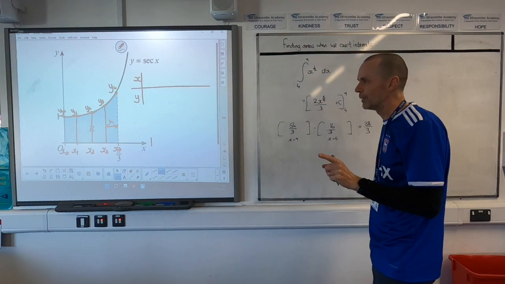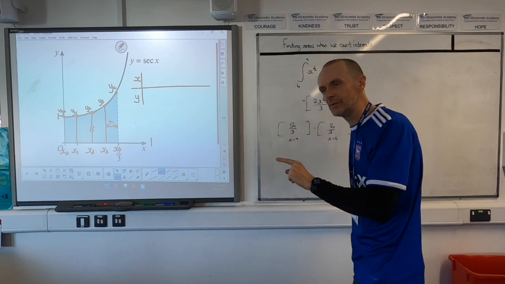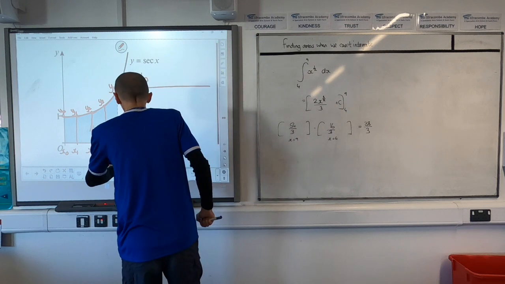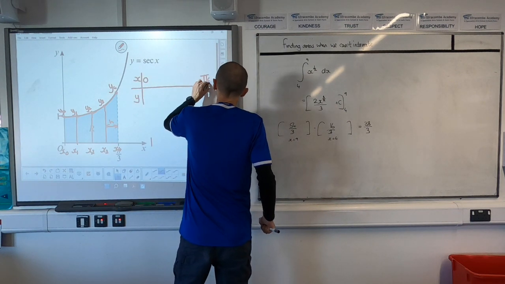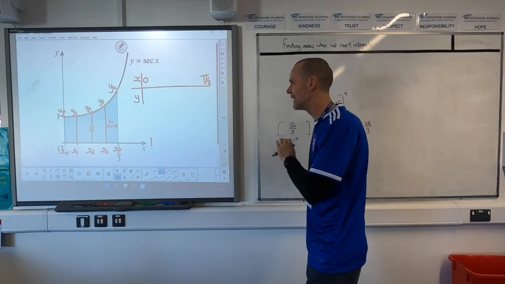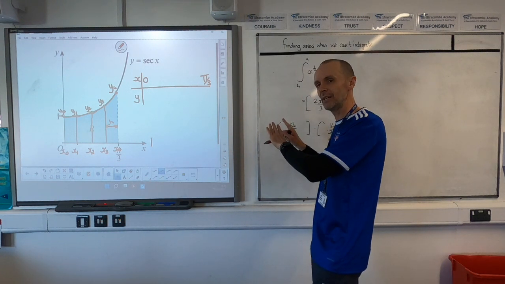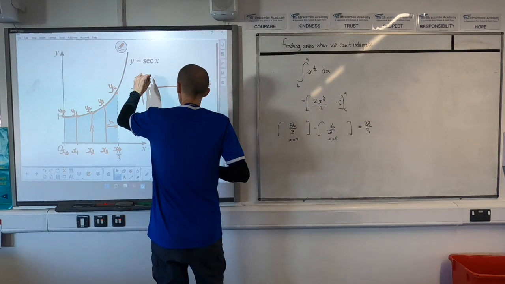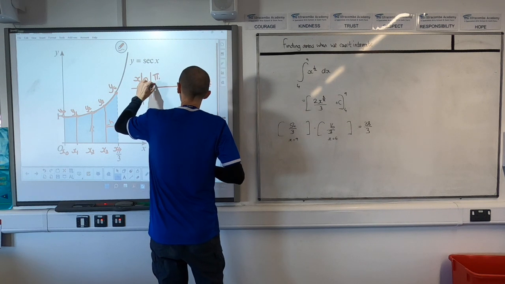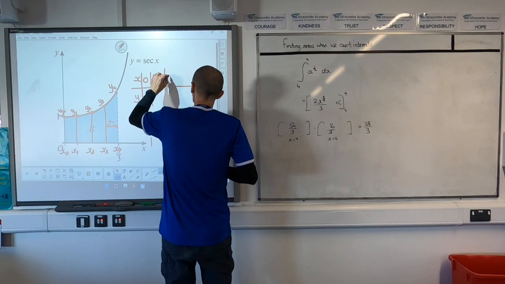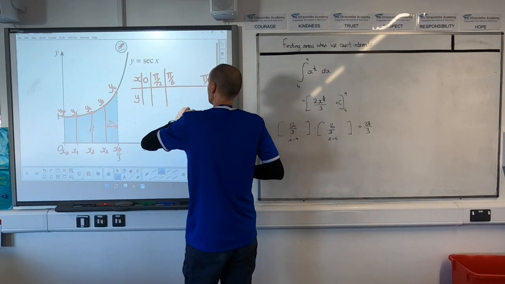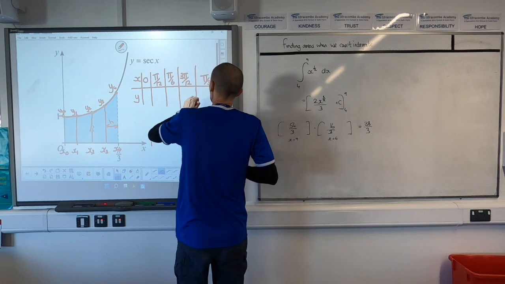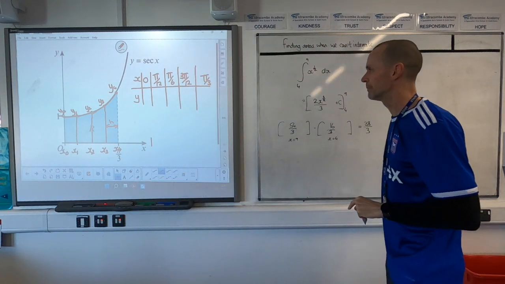So let's work out the y values. We can easily look at the x values because I want to go from 0 to pi over 3. So I've got to just divide that into 4. Well, if I take 1/3 of pi and divide it into 4, that's 1/12 of pi. So my x values are going to be 1/12 of pi, 2/12 of pi, 3/12 of pi, and 4/12 of pi, which is the same as pi over 3.